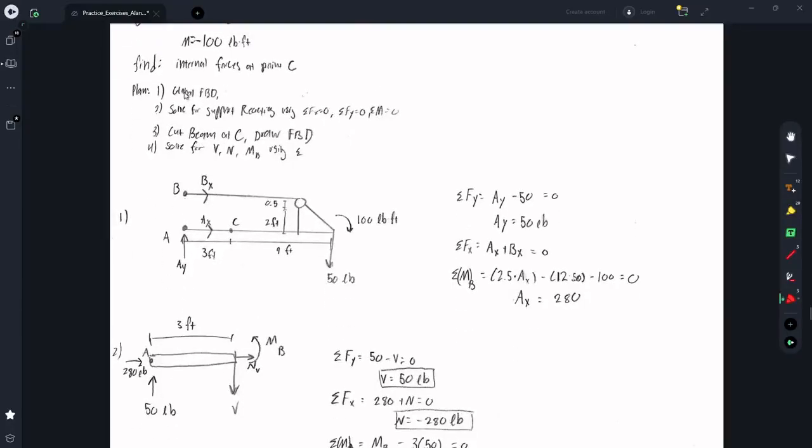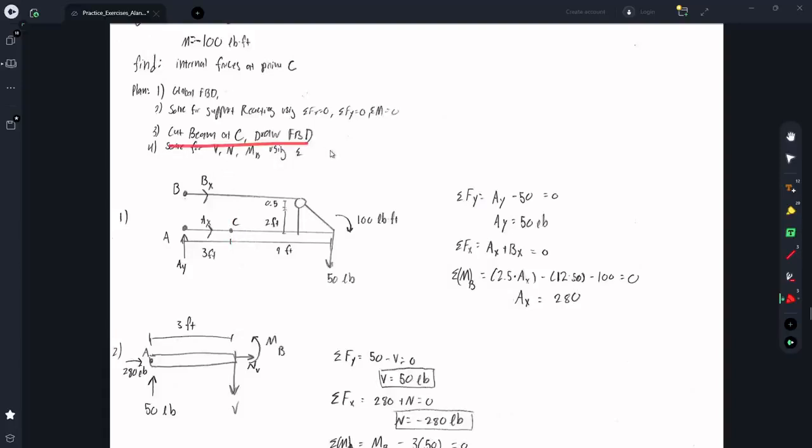So the plan to solve this is to first draw a free body diagram like always. First, we're going to draw a global free body diagram so we can solve for the support reactions. And then we're going to cut the beam at C because we want to analyze the internal forces.